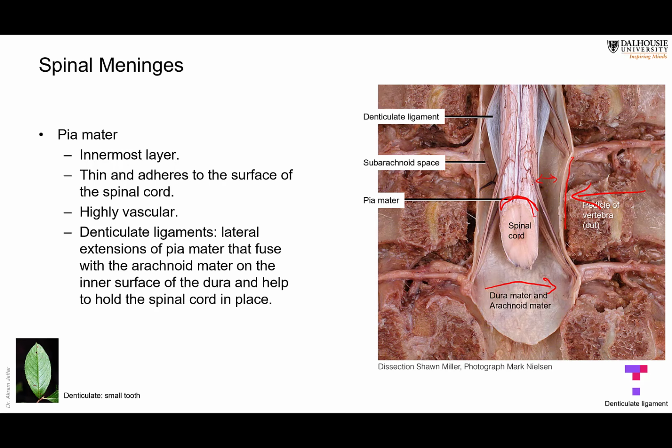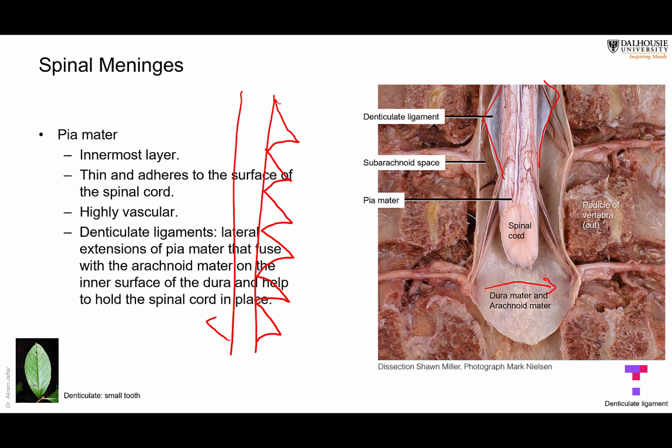The other thing about the pia, which is shown here in this dissection, is that the pia has lateral extensions, like small teeth. So these are lateral extensions. We can see one of them here on either side of the spinal cord. But if we take the entire length of the spinal cord, then we will find that the pia mater has multiple of these denticulations, small teeth, called the denticulate ligament.